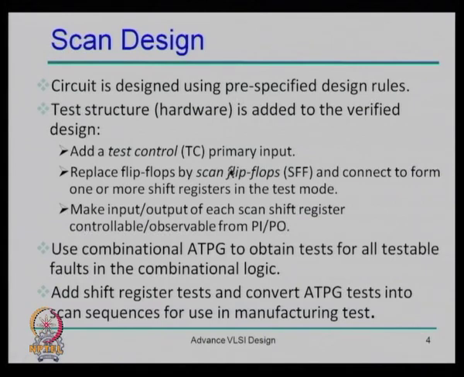But what I need is at least one additional test control input, the input that can control all these multiplexers, and you have to replace all these flip flops by scan flip flops. A scan flip flop is a flip flop with a multiplexer, and we make the input and output a scan shift register. Now, when you can arbitrarily load any value and read any value from the flip flops, then when you need to generate a test vector, you need to consider only the combinational logic, not the sequential logic.